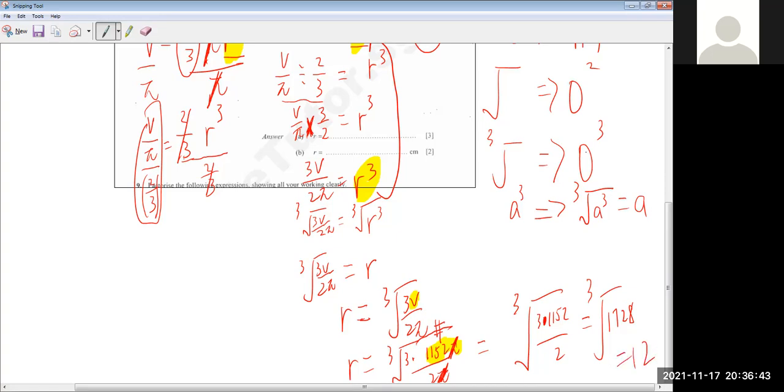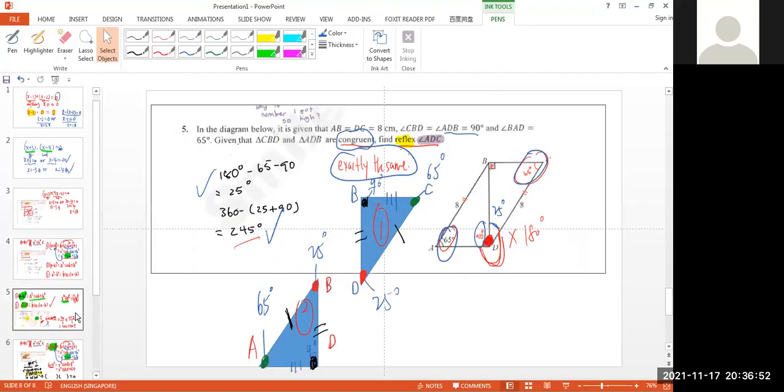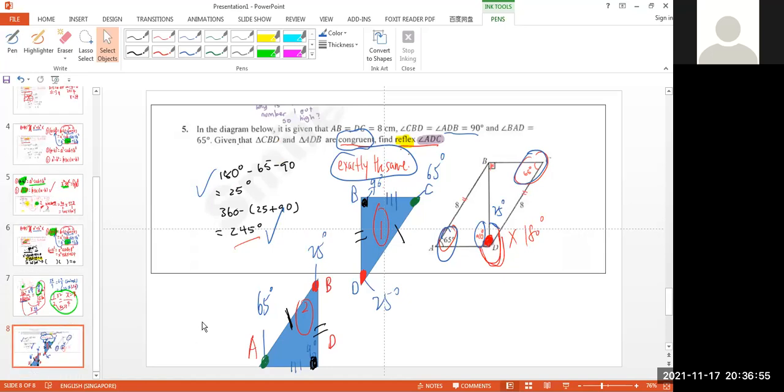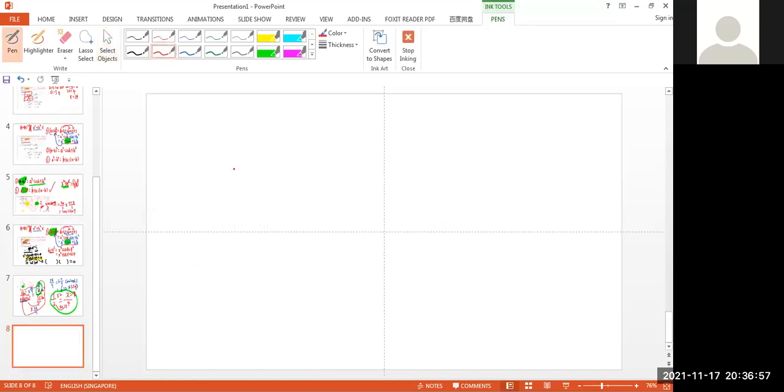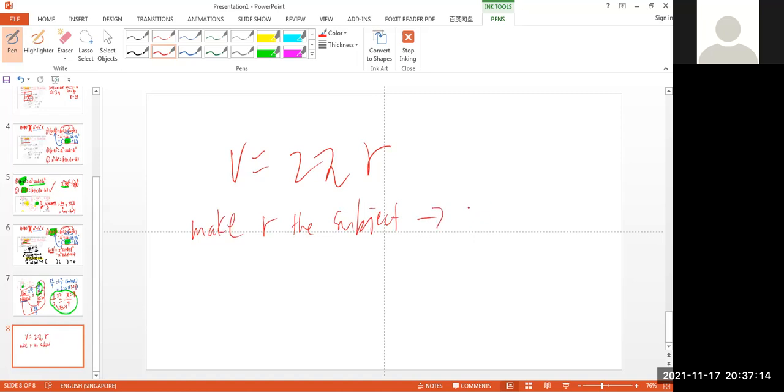In fact, this question is very common, and it is slightly more complicated. If you are given a simpler question, you should approach it this way. Let me give you another question. What if you have v equals 2 pi r, and you are asked to make r the subject? Make r the subject means mathematically r equals something. So how do you make r the subject?